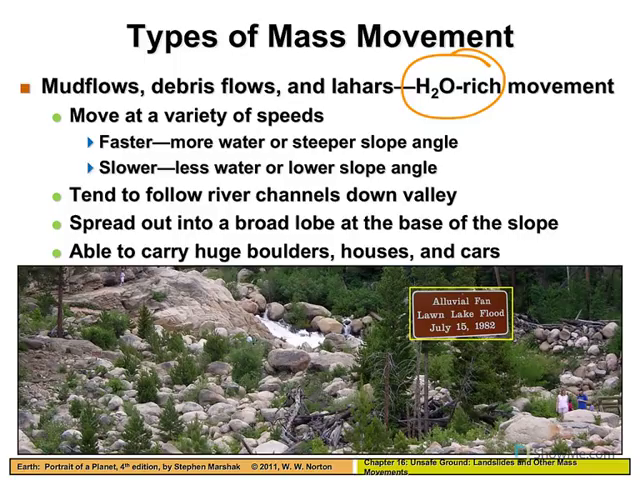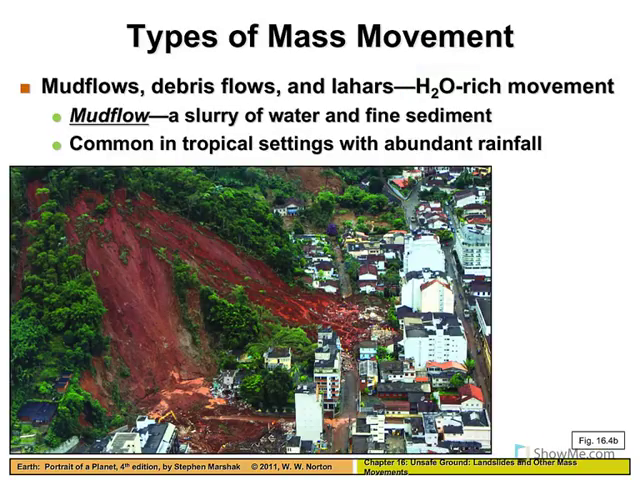We can see that there's slow moving, but not as slow as creep, but it's going to also move pretty fast. Because water is the agent there, this is going to flow down river channels, and it's going to spread out, and it can carry, as you can see here in this picture, some very, very large material as this water-rich material moves downhill very quickly. So let's look at mud flows.